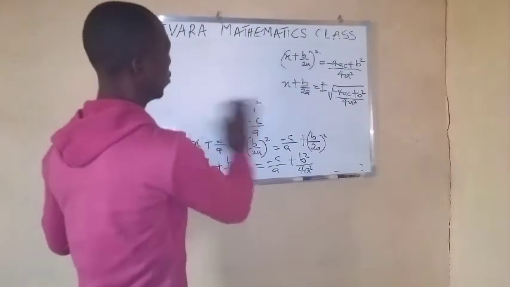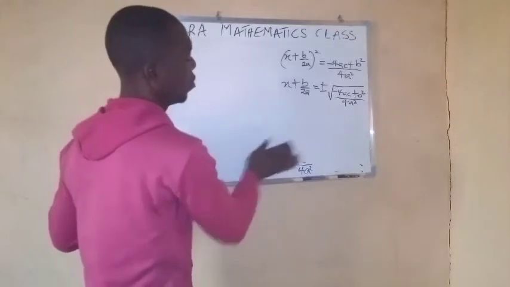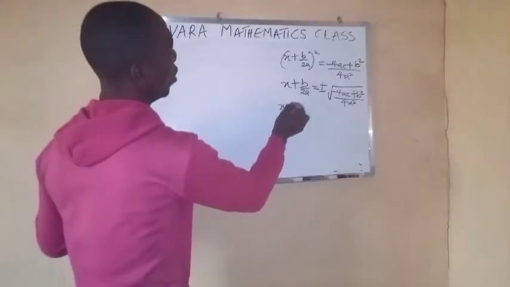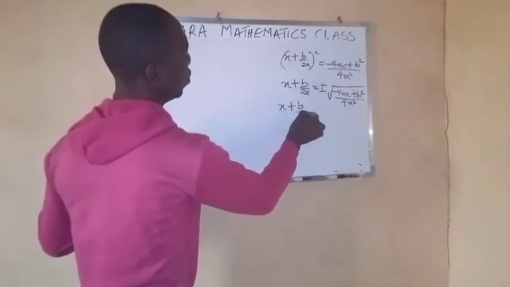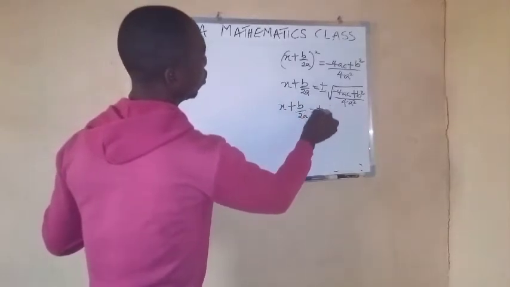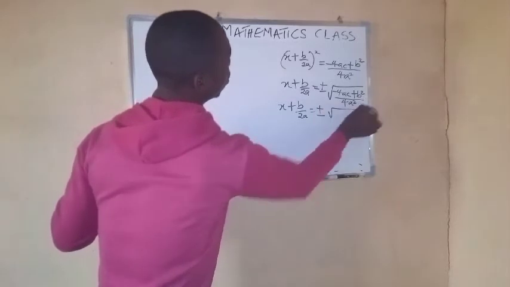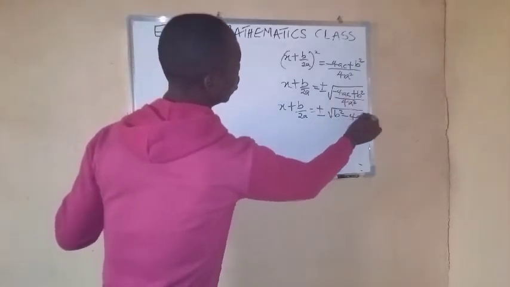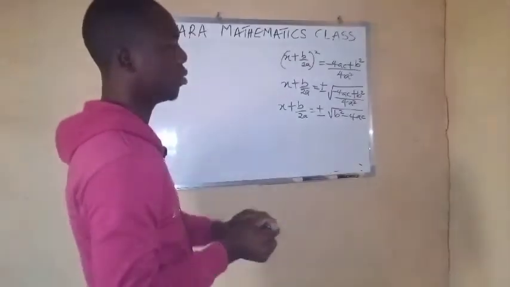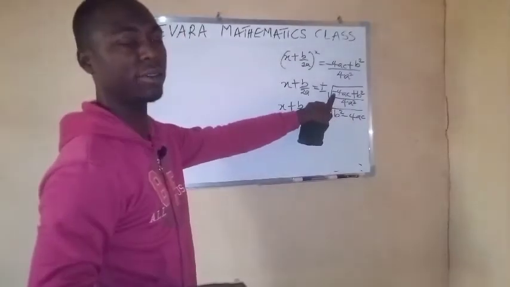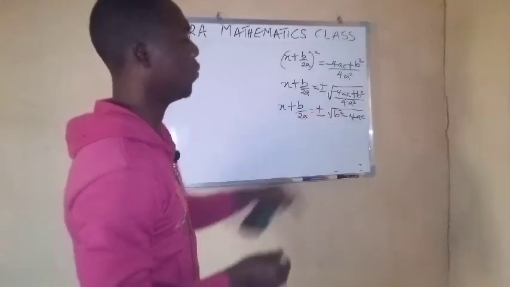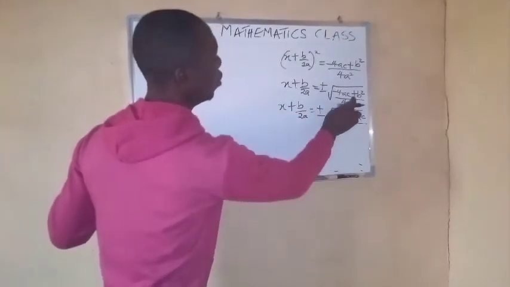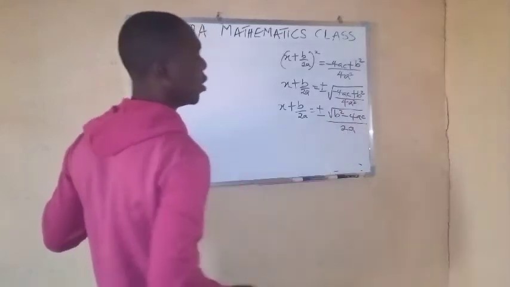So now we have x plus b over 2a equal to plus or minus, and we can rewrite this as b squared minus 4ac to avoid starting an expression with a negative sign. The square root of 4, we can bring it out. Square root of 4 is 2. Square root of a squared is a.